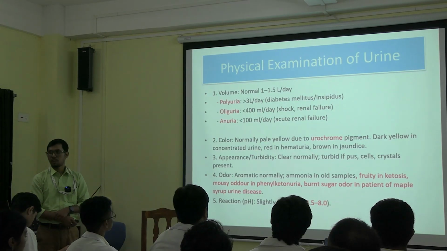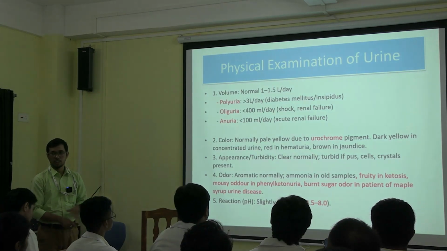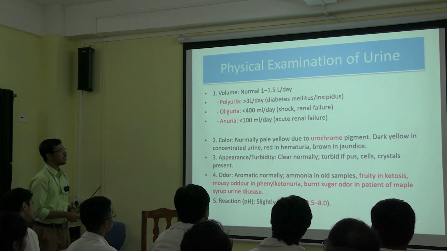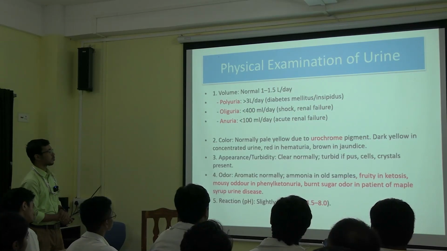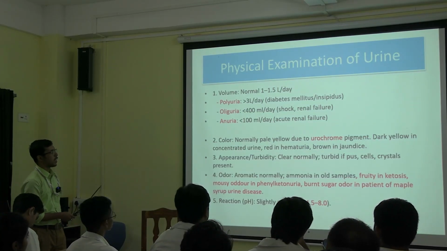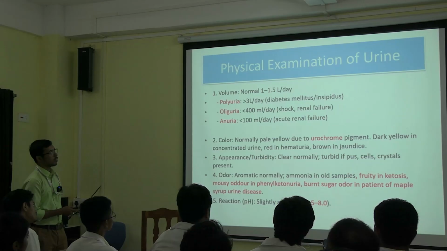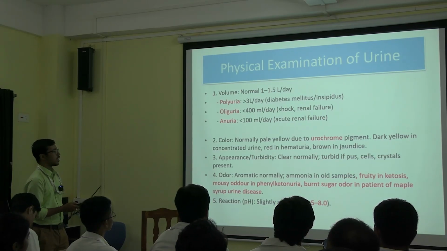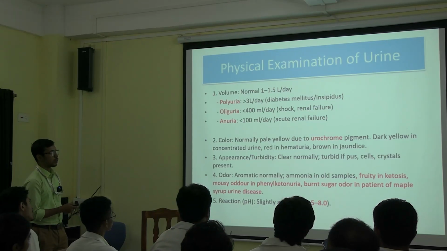Due to infection or certain diseases, the kidney gets shut down completely. Then it is less than 100 ml per day. Then color is normally pale yellow due to urochrome pigment. Then dark yellow is in concentrated urine, red in hematuria, brown in jaundice.